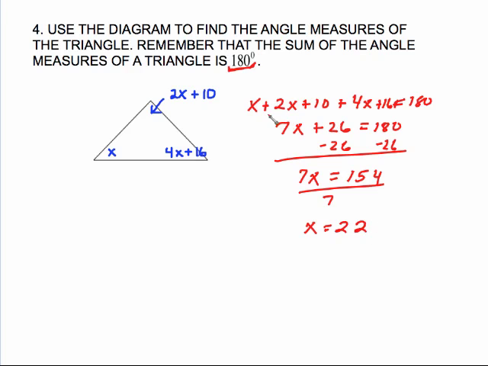But it wants me to find all of the angles, so I have to plug back in. If x is 22, that means that angle is 22. Put 22 right here. 4 times 22 is 88, plus 16 is 104. And if I put 22 right here, 2 times 22 is 44, plus 10 will give me a final answer of 54, and that will check. If I add those 3 angles up, we'll get 180.